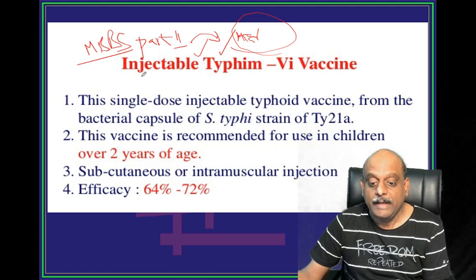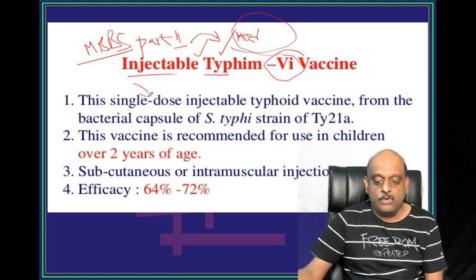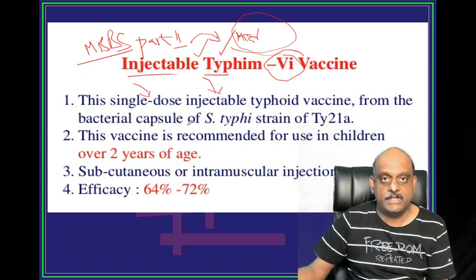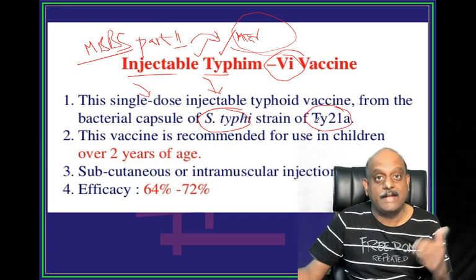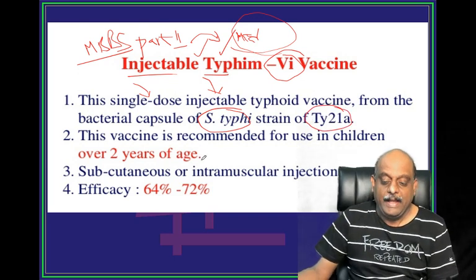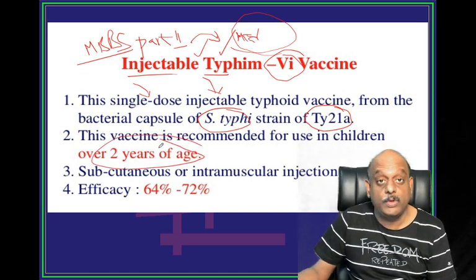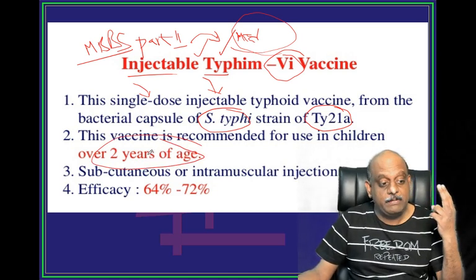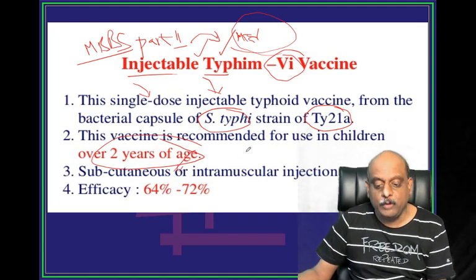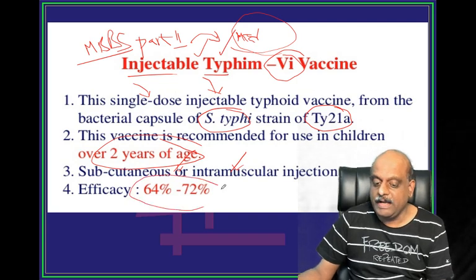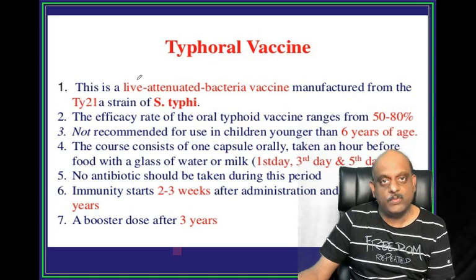Now, doctor, injectable Typhoid Vi vaccine. It is a single dose injectable which is created from the bacterial capsule of the S. typhi strain. And what is the age group where you want to give? Over the age of 2 years. The child must be over the age of 2 years. It should be given subcutaneous or IM. It has a 64 to 72% efficacy. That's what you should remember.